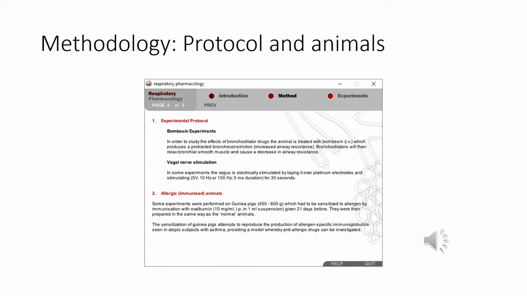Allergic immunized animals. Some experiments were performed on guinea pigs which had been sensitized to allergen by immunization with ovalbumin, given 21 days before. They were then prepared in the same way as the normal animals. The sensitization of guinea pigs attempts to reproduce the production of allergen-specific immunoglobulins seen in atopic subjects with asthma, providing a model whereby anti-allergic drugs can be investigated.